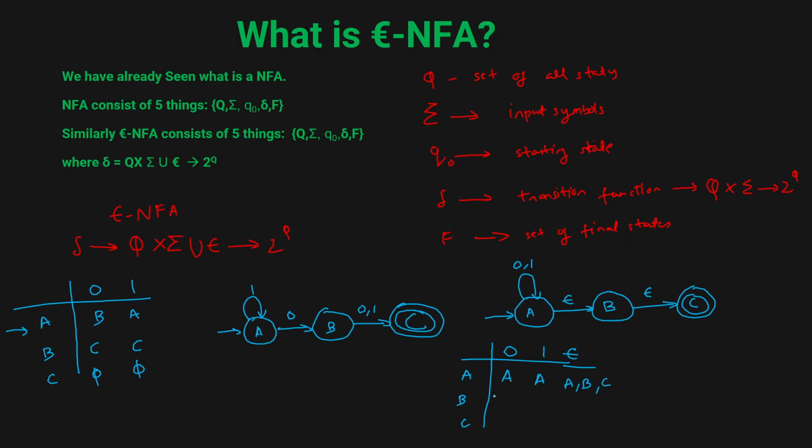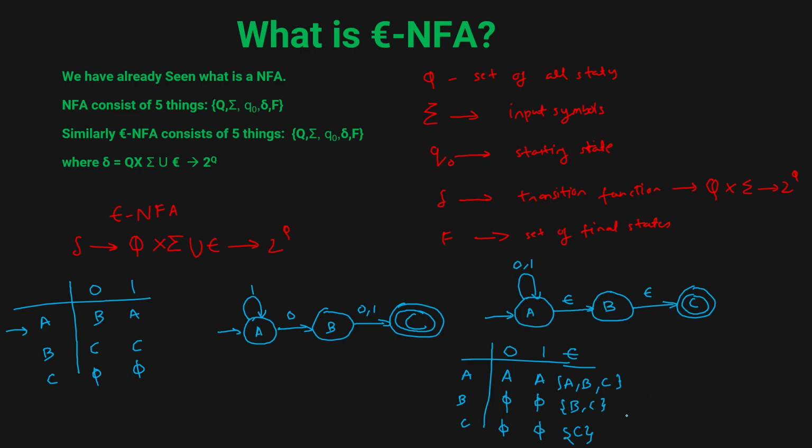Now similarly, in state B, what happens? You get no input, you go to state B itself, and you also can go to state C. For 0 and 1, we have empty states over here. And when you get no input, you go to state B itself and state C also. So B, comma C. And in state C, what happens? For 0 and 1, we have empty states. And if you get no input, you go to state C itself. So we'll write it as state C.